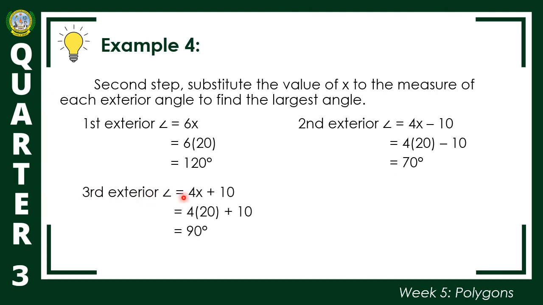Third is 4x plus 10. 4 times 20 plus 10. 4 times 20 is 80. 80 plus 10 is 90 degrees. And then the fourth angle is 2x plus 40. So that is 2 times 20 plus 40. 2 times 20 is 40. 40 plus 40 is 80.